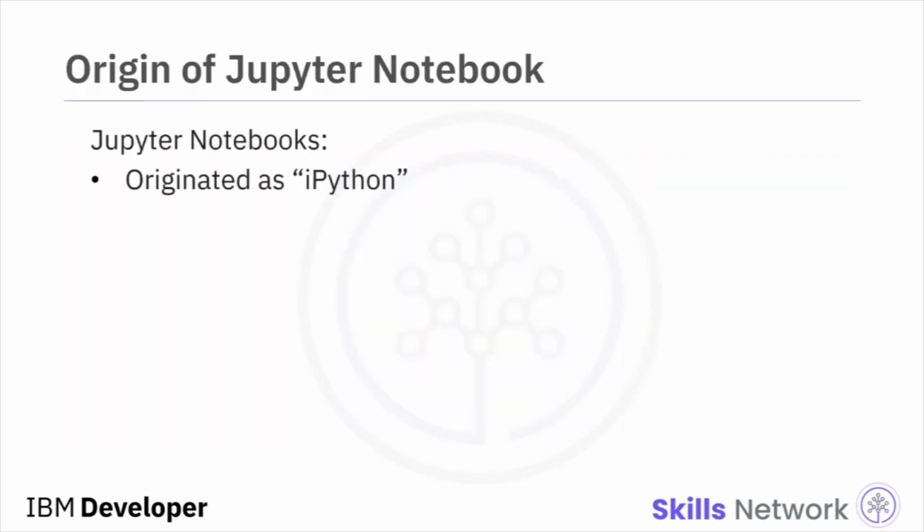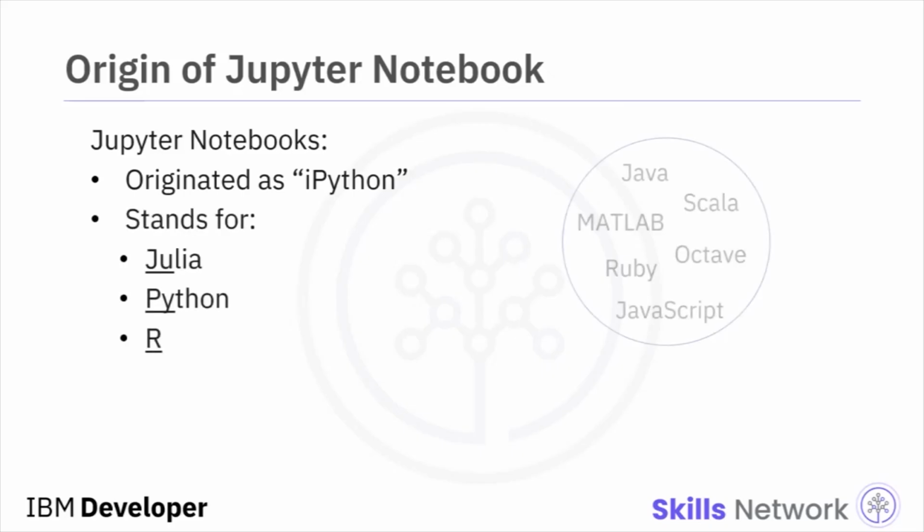Jupyter Notebooks originated as IPython, originally developed for Python programming. Later, when it started supporting additional languages, it was renamed Jupyter, which stands for Julia, Python, and R. However, now it supports many other languages.